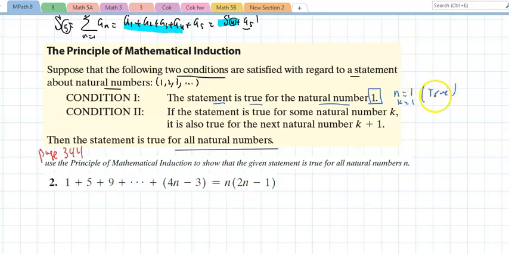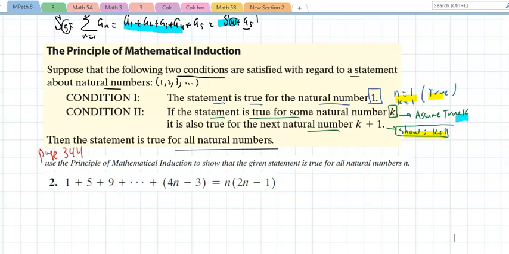That's condition 1. Condition 2, if the statement is true for k, so you assume or suppose that the statement is true, because that's the if part, then you have to show that the statement is true for the natural number k plus 1. So you assume it's true for k and show. So two things to show. You need to show for 1 it's true, and k plus 1 is true, assuming k is correct.